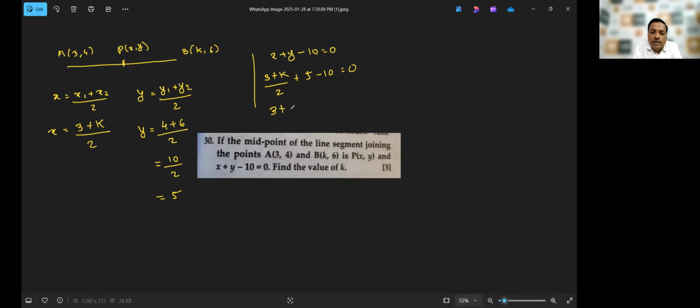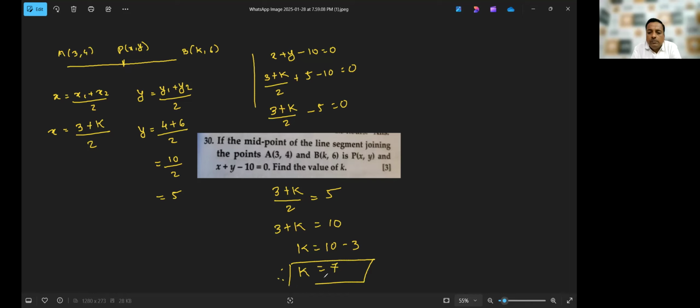तो 3 plus k divided by 2, plus 5, minus 10 is equal to 0. Shift 5 that side. 3 plus k divided by 2, 5 goes that side, become plus. 2 को shift करो, that become multiply. 10, k is equal to 10 minus 3, answer is 7. Okay, take screenshot.